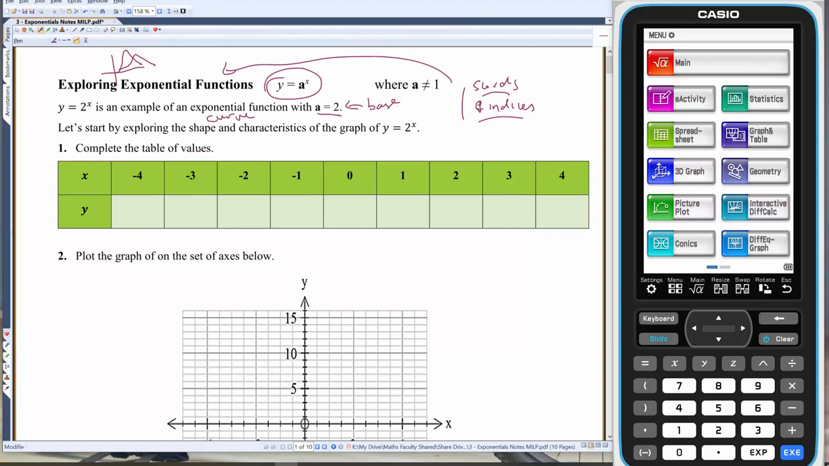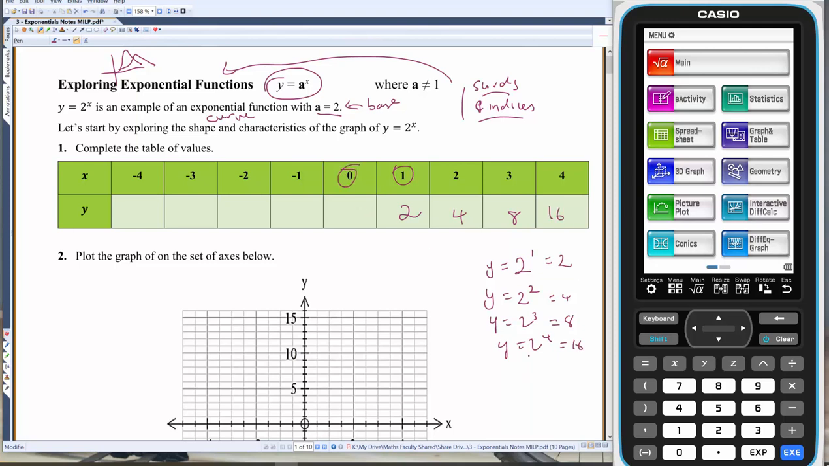So the first thing we're going to do is complete a table of values. So we're going to sub these x values into this function, and I'm going to start with 1. So I want to find out what y is when x is equal to 1. Well, that's 2 to the power of 1. That's easy. That's 2. And now let's do 2. y equals 2 to the 2, which is 4. y equals 2 to the 3, which is 8. And y equals 2 to the 4, which is 16.